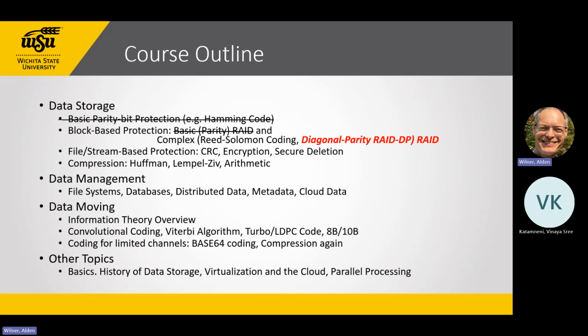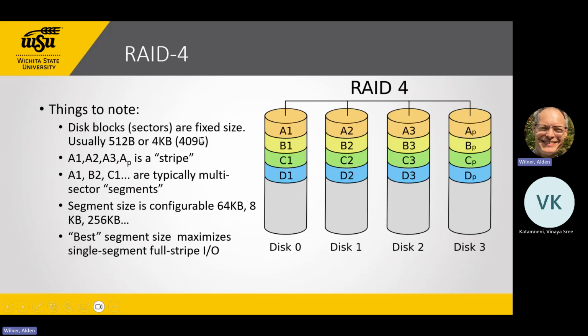Okay, so in our course outline, we are talking about complex data protection, diagonal parity RAID. This is not Reed-Solomon coding. That is another way to get multiple redundant protection. We'll get into that. That's actually got 2 lectures assigned to it because it's a complicated enough subject.